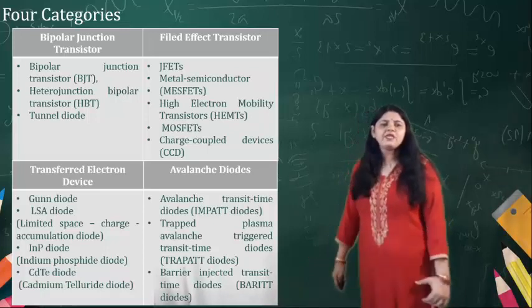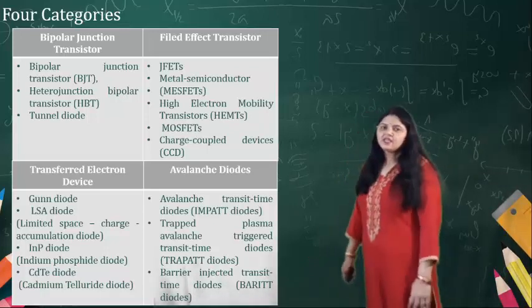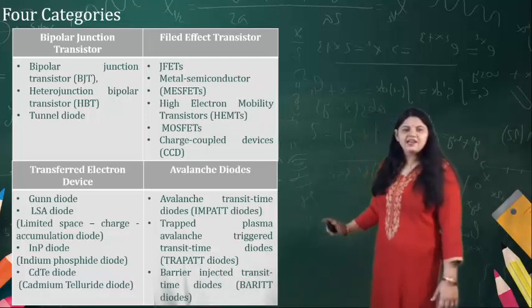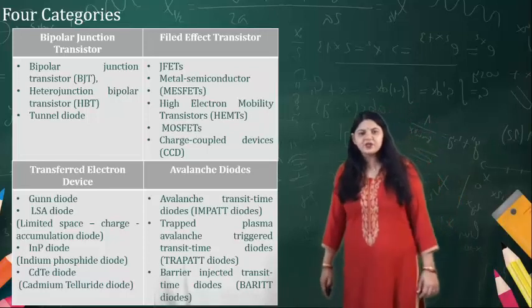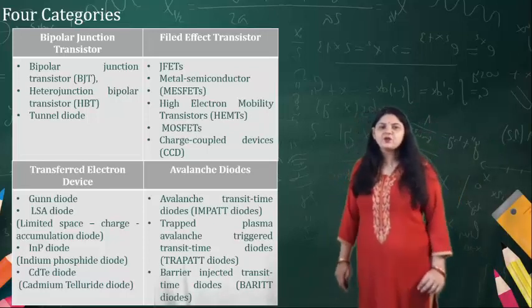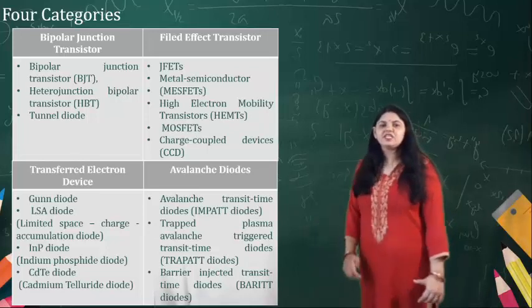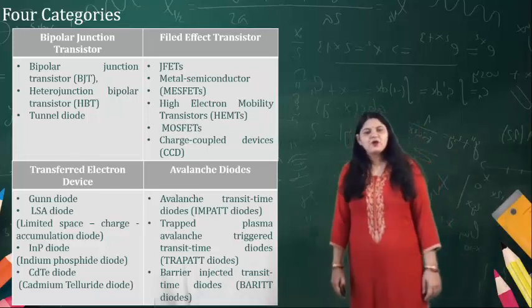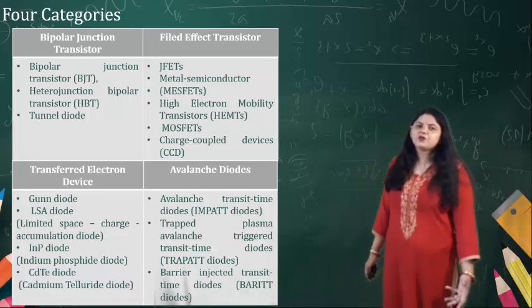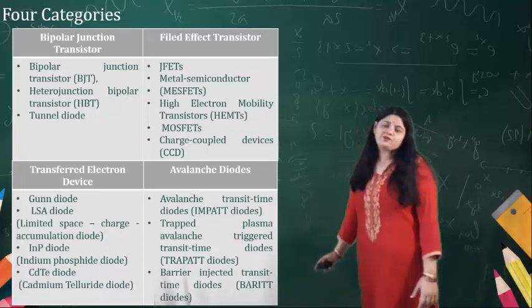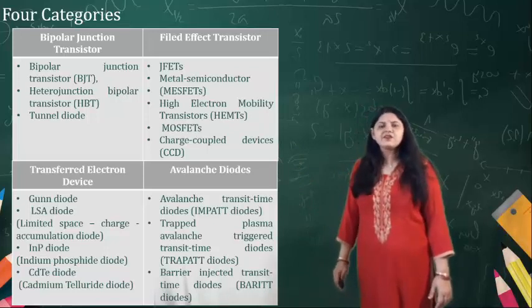diode, InP diode, CdTe diode. Then the avalanche transit time diodes: IMPATT diode, TRAPATT, trapped plasma avalanche triggered transit time diode, and the Varactor diode. So these various are the microwave diodes, and these are the four different categories.